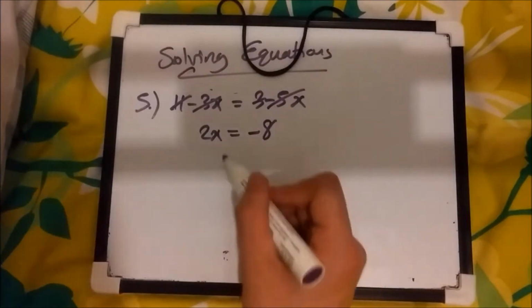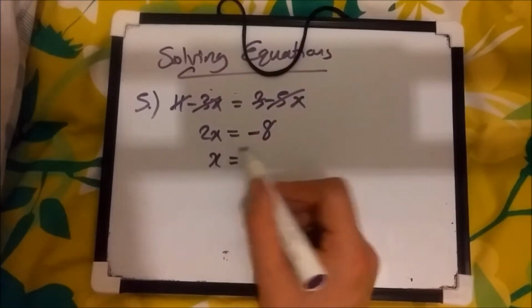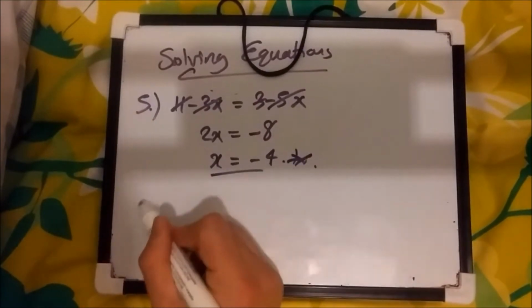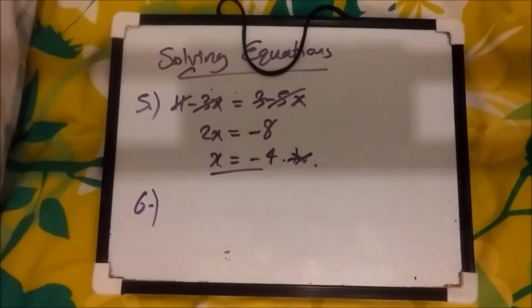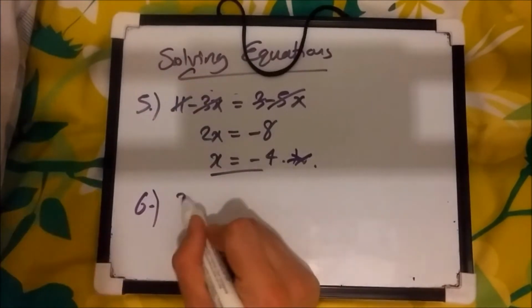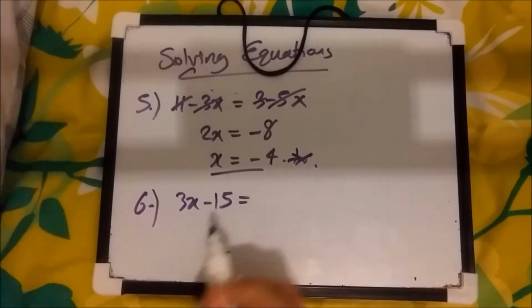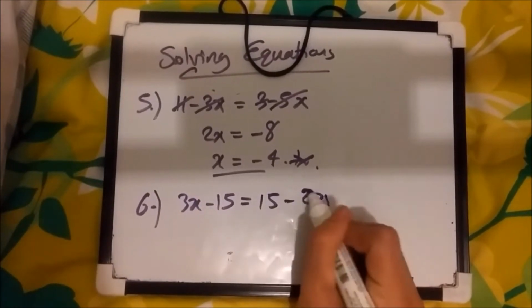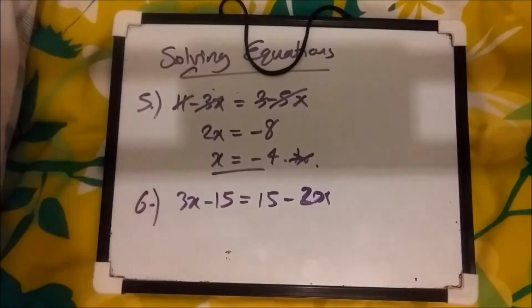And that's it, guys. Dividing both sides by 2, using the divorce method, we get minus 4. Boom. Dead easy. Number 6. This one is going to be 3x take away 15 equals 15 take away 2x. So they're trying to, you know, kind of mess with you now.